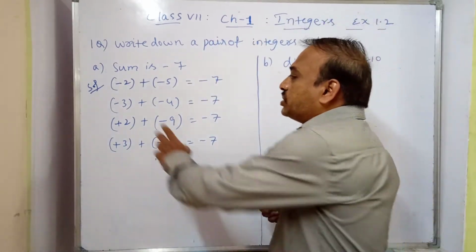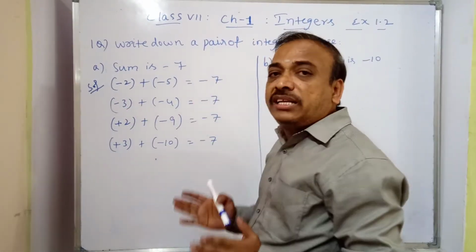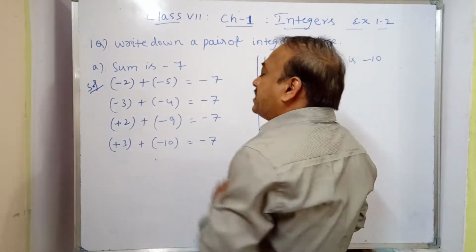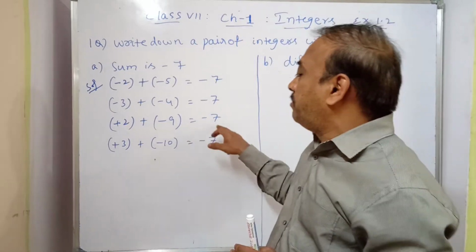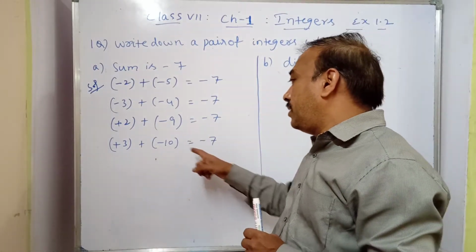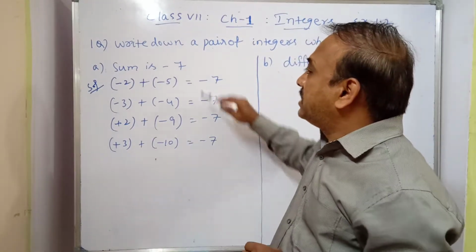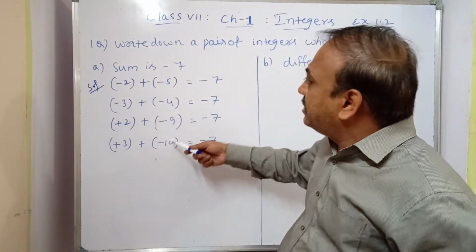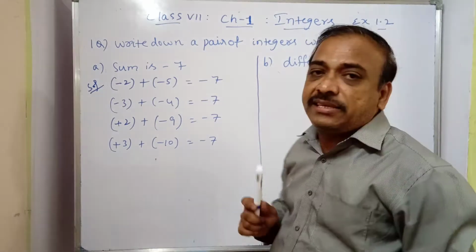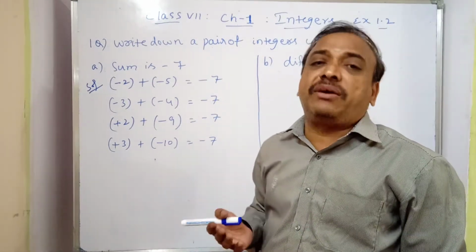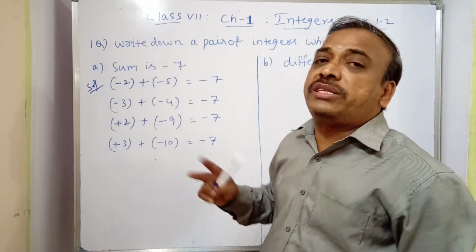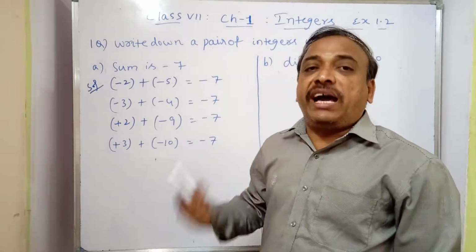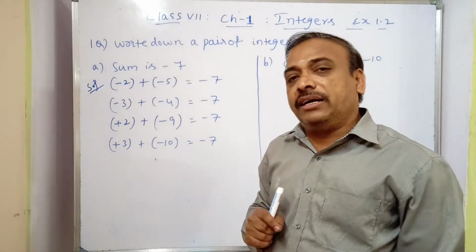As we know, in addition of integers, if both have the same sign, we add them and keep the same sign. If different signs are there, we subtract and keep the bigger number's sign. So plus 3 plus minus 10 will give you minus 7, the sum. These are all integers and we are getting the sum as minus 7. You can give n number of examples of your own whose sum is minus 7.